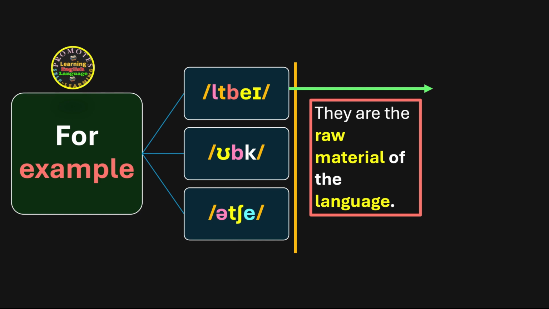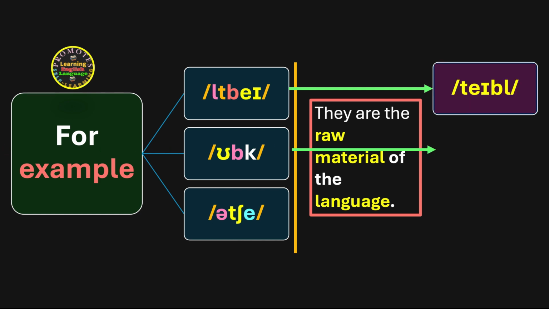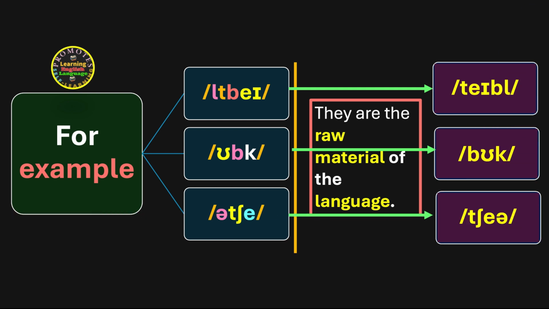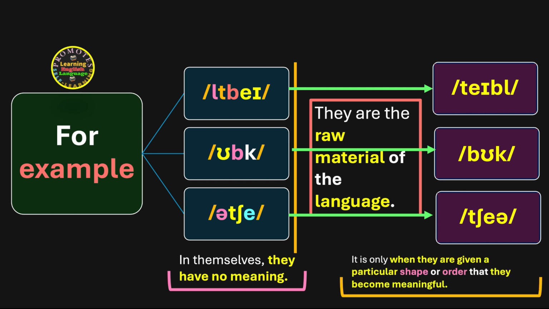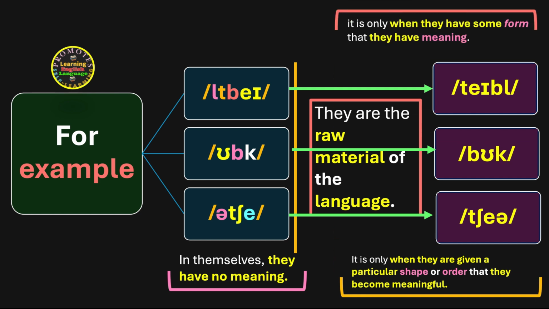But when we give them proper form and shape, it becomes table. Likewise, it becomes book, and this set of sounds becomes chair. So in themselves, they have no meaning. Those phonetic symbols don't give any sense at all to us. It is only when they are given a particular shape or order that they become meaningful. Thus, it is only when they have some form that they have meaning. Let's continue our discussion about substance and form.